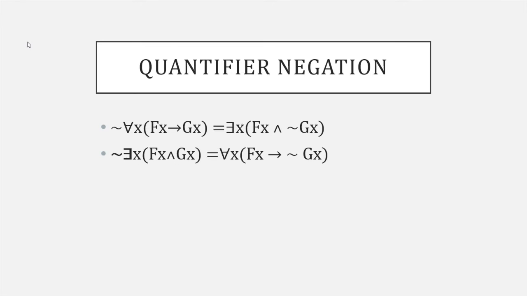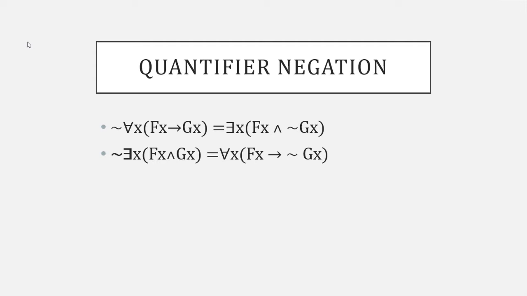Okay, mostly we're just going to do some examples for the rest of the lecture. I want to just quickly remind you of these things. So quantifier negation, just recall that not for all x if fx then gx is equivalent to there exists an x such that fx and not gx. And not, there does not exist an x such that fx and gx is equivalent to for all x if fx then not gx.